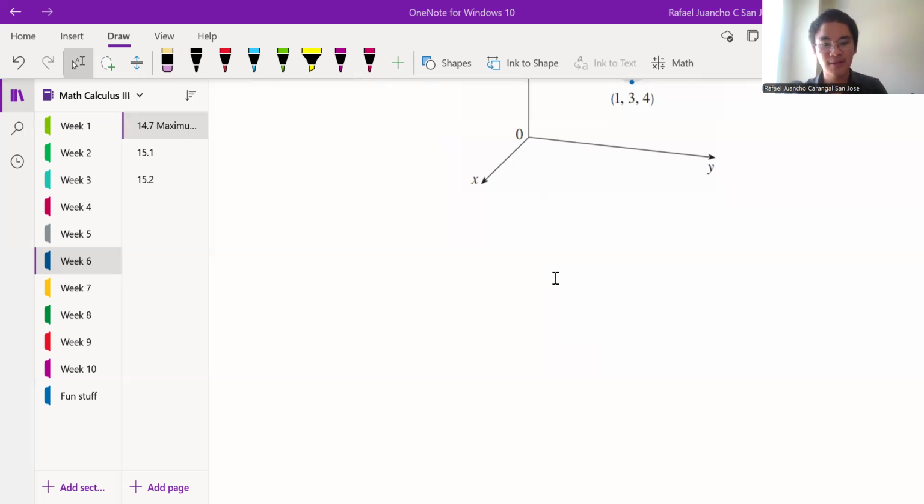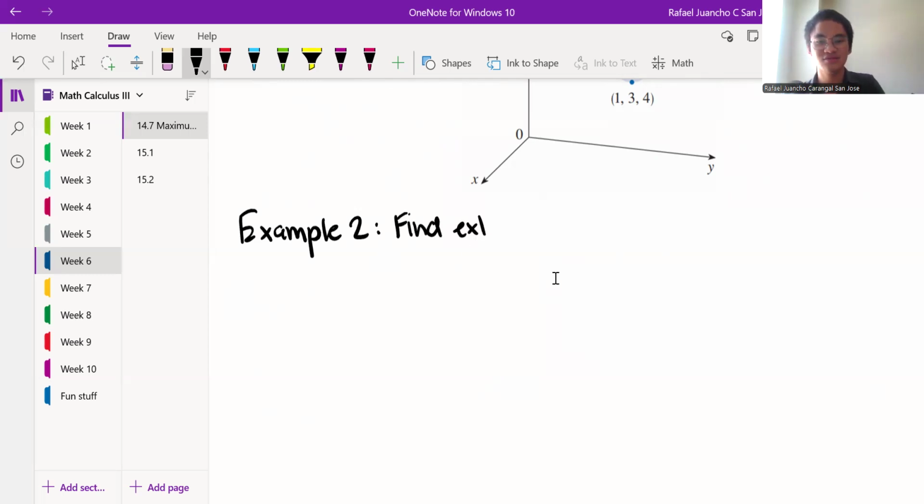Okay. For example two, this is not even more on computation. This is more about visualizing, not even visualizing, I think. It's just identifying the max and min of a surface. So here we're being asked to find extreme values. When we say extreme values, we mean when is their derivative zero? In this case, in 3D, when are their partial derivatives zero?